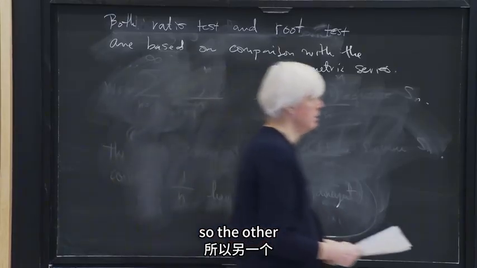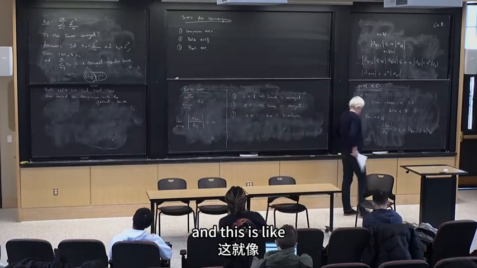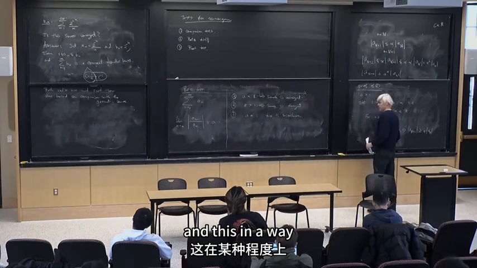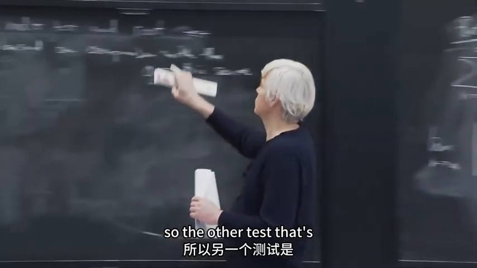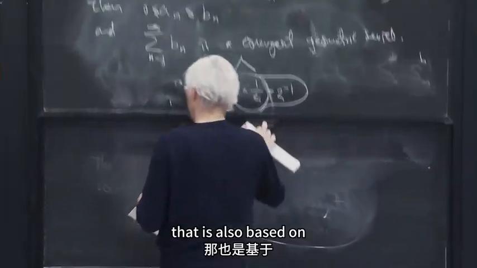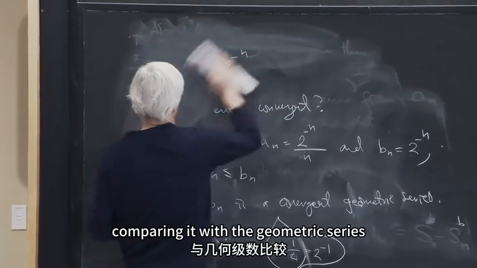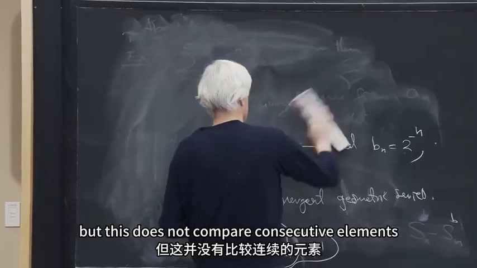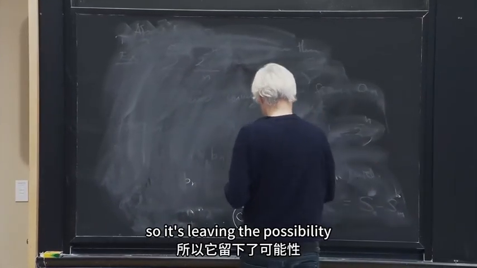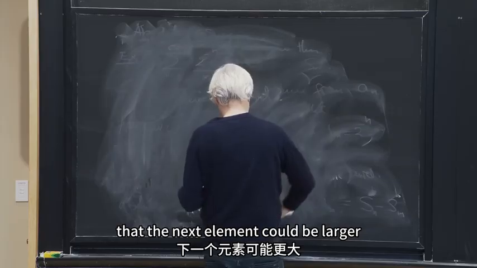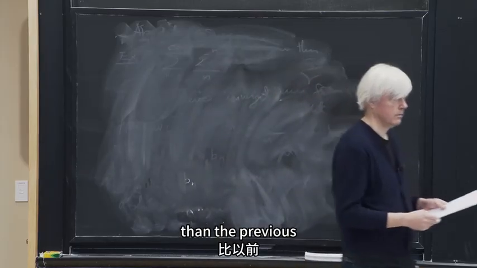So the other, and this in a way addresses that point you're making there. The other test that is also based on comparing with the geometric series does not compare consecutive elements. So it's leaving the possibility that the next element could be larger than the previous.